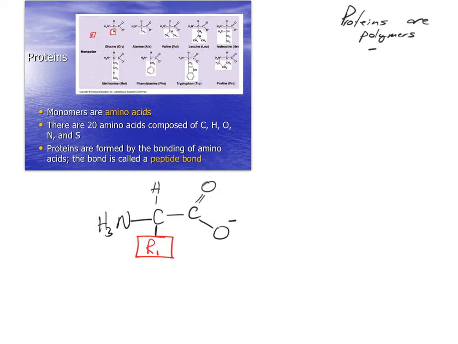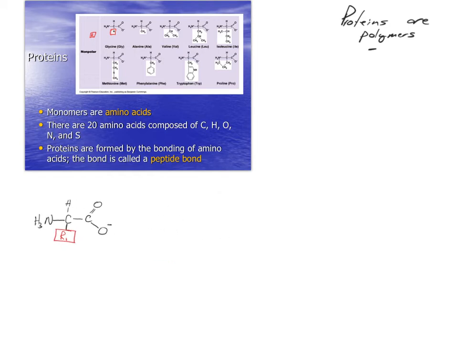Now we're going to take this R1 and we're going to put it together with another one of these amino acids. So I'm going to add it to another amino acid, and that amino acid is going to have an NH3, isn't it? It's going to be connected to a carbon. It's going to be a hydrogen. It's going to be a carbon. It's going to be double bonded to an oxygen, single bonded to an oxygen, negative. And it's going to have what here?